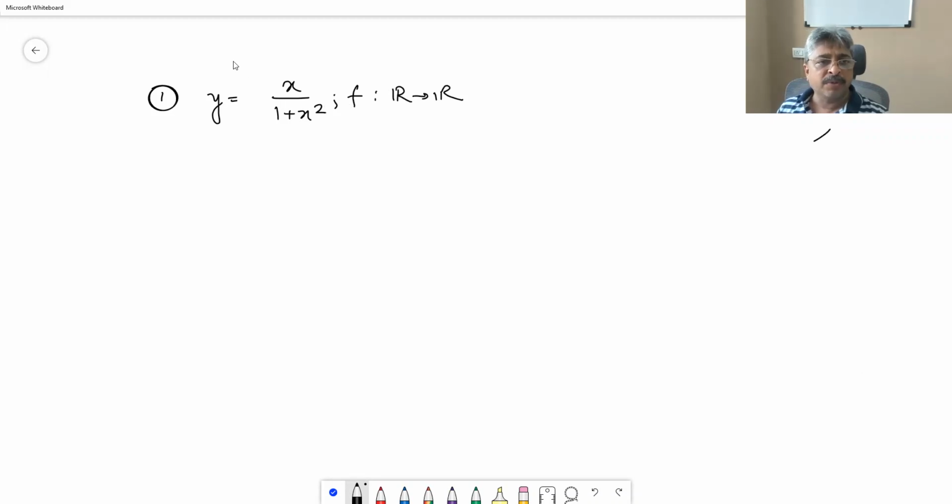Okay, give you some time. Okay, now I have to explain this, and it is interesting because is this function undefined anywhere? No. For every x, denominator never becomes 0. So for every x, value of y is available.